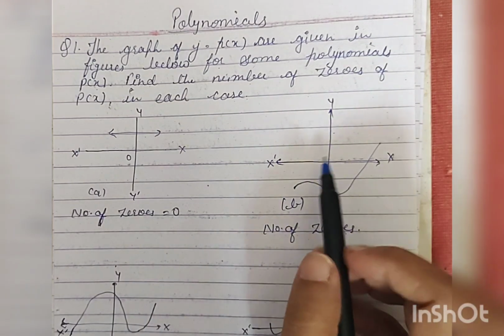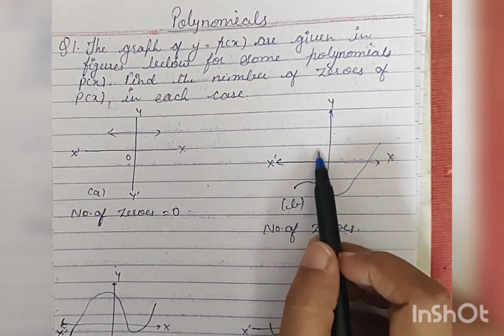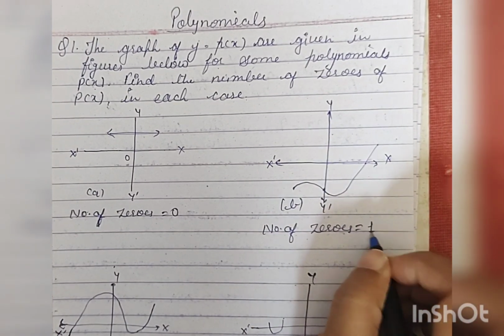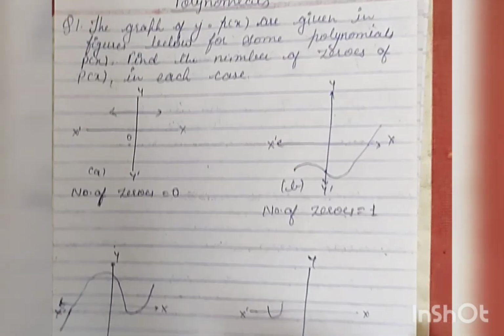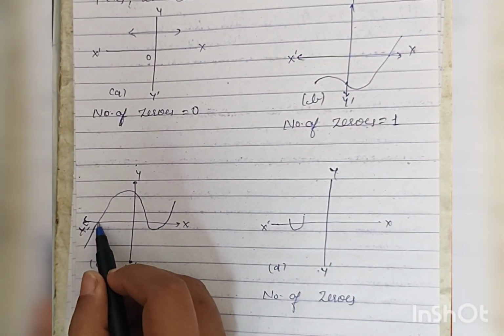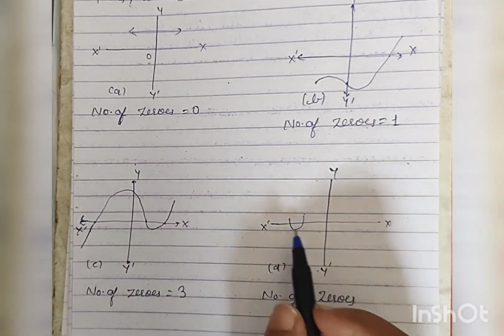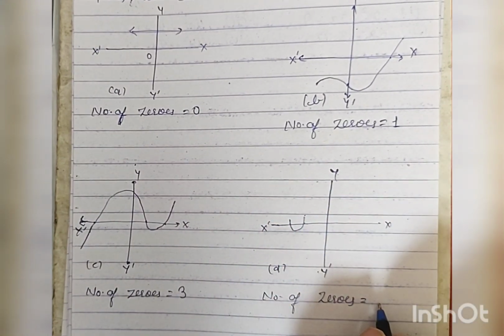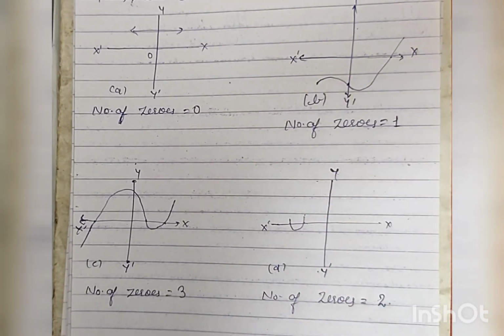And the next one, here you can see the point of intersection on this graph is only 1. So the number of zeros is equal to 1. We have to see only the x-axis, how many points are intersecting at the x-axis. Next one, here you can see 1, 2 and 3. Number of zeros equals 3, and here you can see 1 and 2. Only 2 points are intersecting at the x-axis. So number of zeros equals 2. In this way you can find it for any graph.